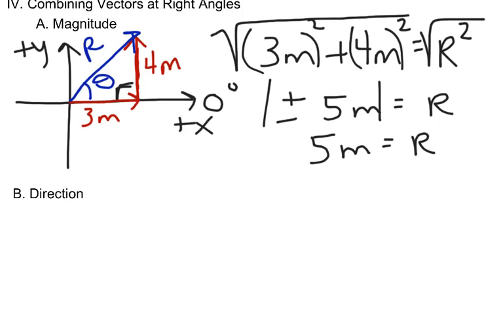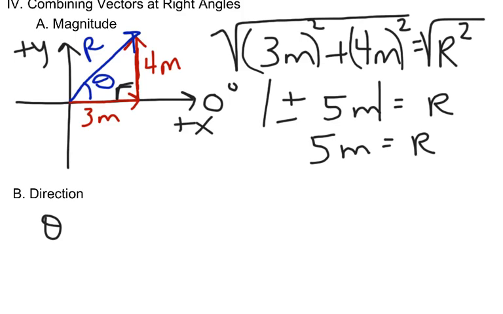How about this person's direction? Well, we know they've had a total change in position of 5 meters, but in what direction? So what we're going to try and find here is theta in the above triangle. And in order to find theta, we're going to use a little bit of trigonometry.